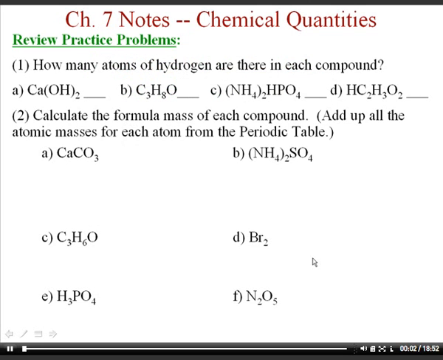This will be the Chapter 7 lecture for first year chemistry in the chapter called Chemical Quantities. This is just a quick review of the information that we cover in the class. The first thing that we talk about is a review of counting how many atoms there are in a compound.